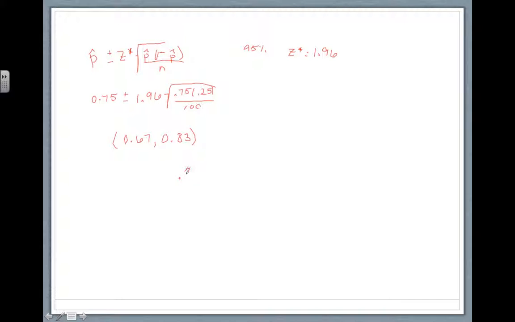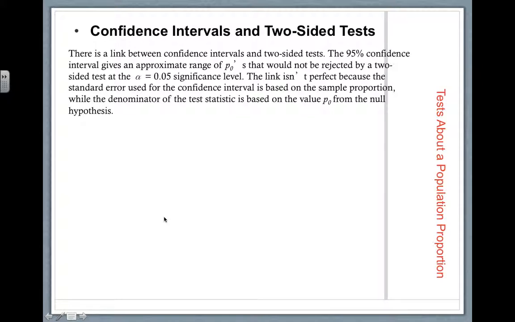Notice that 0.85 is not in there, so 0.85 would not be a plausible value. That's going back to chapter 18 rather. So 0.85 is not in the interval, so it's not a plausible value. That makes sense because we rejected that 0.85. So we're going to reject anything outside of our confidence interval. So just one thing to look at for that.